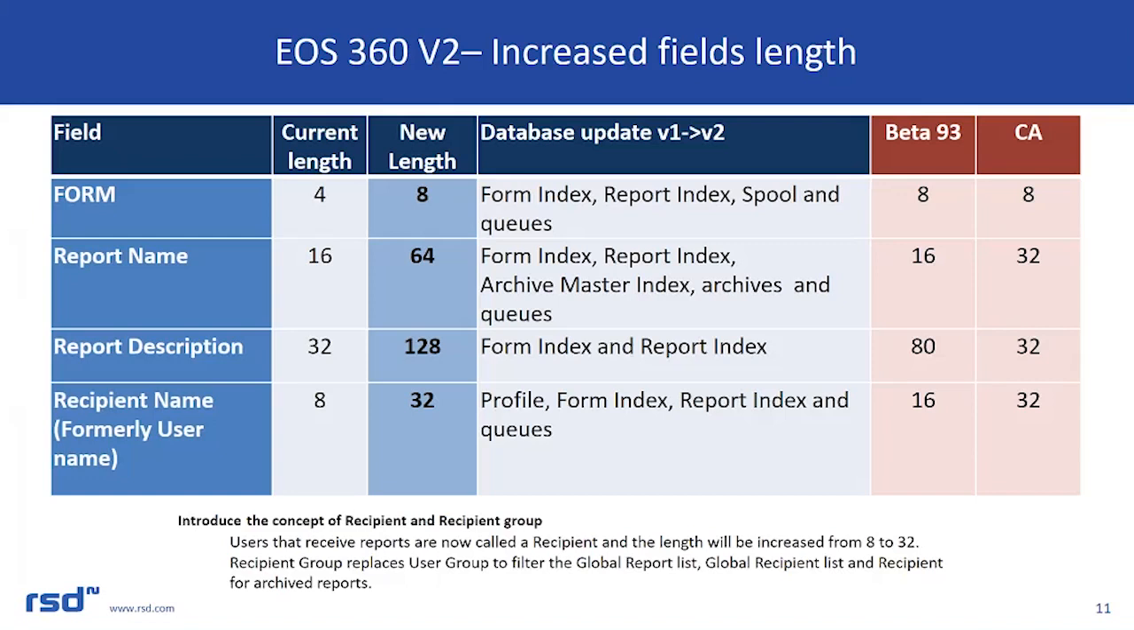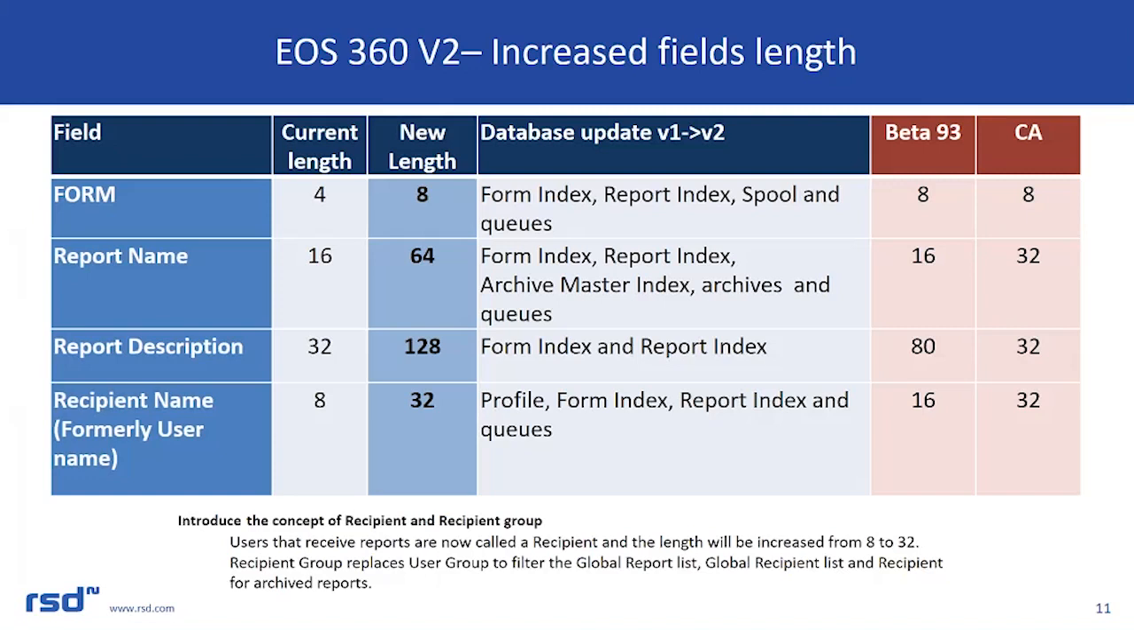However, now in EOS 360 version 2, the ones that are used to log in will still be called a user. The ones that receive the reports in the report index will now be called recipients. And this is what will be increased from 8 to 32 characters. The current users and the recipients with 8 characters will, of course, be in the report index, and they will be converted. This in the future will give you more flexibility when creating recipients with longer names.